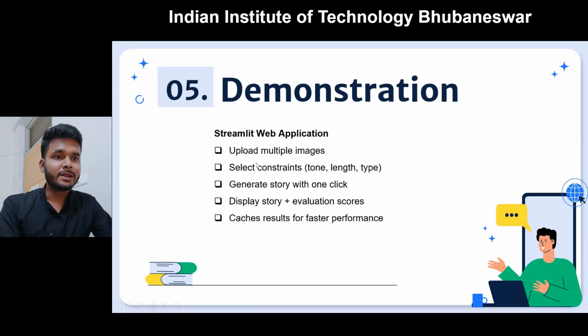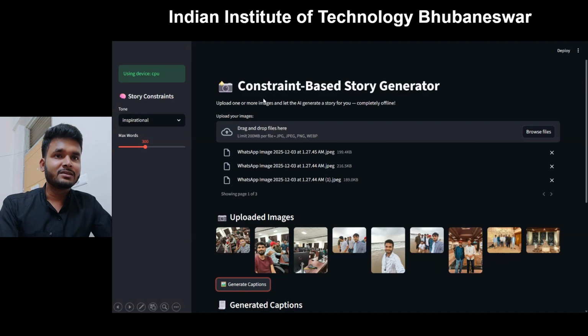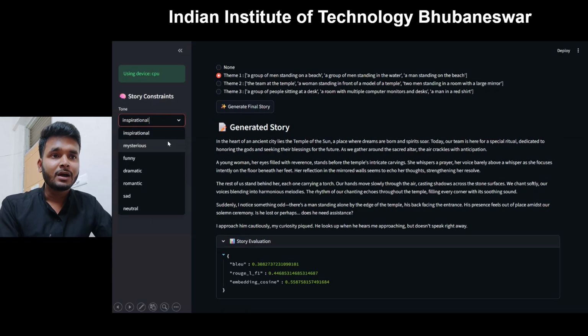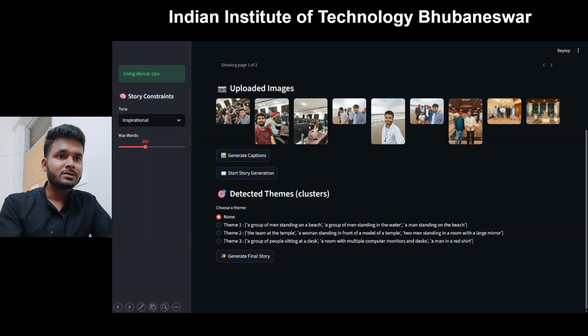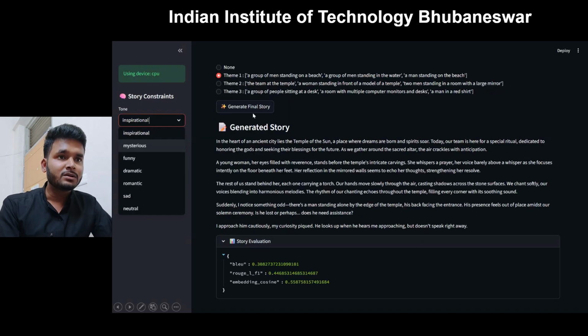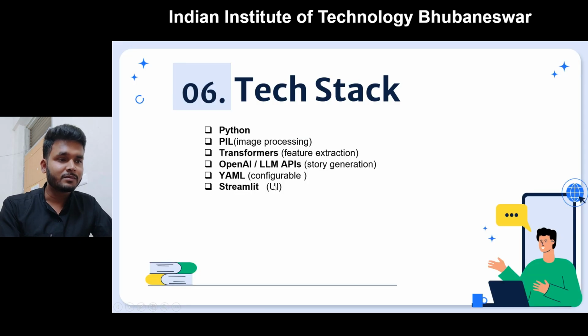I have already demonstrated how my models are running, and these are some snapshots which I have taken after running the images. Here it is taking the tone of the story: inspirational, sci-fi, and also funny, dramatic, romantic and sad. I have uploaded some images, and these are the themes: theme 1, theme 2, theme 3. This is basically the story on the basis of that.